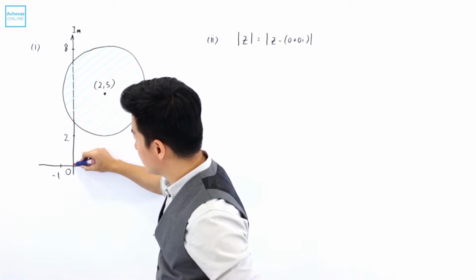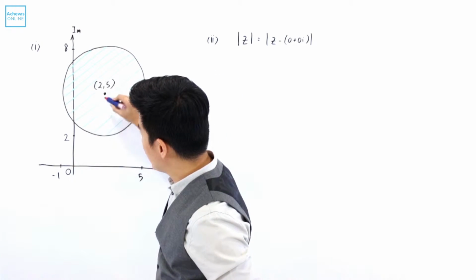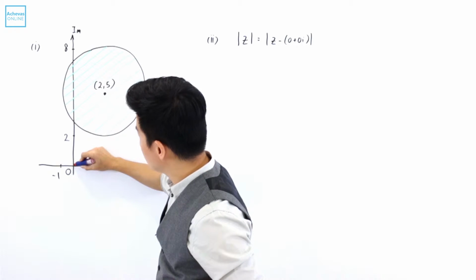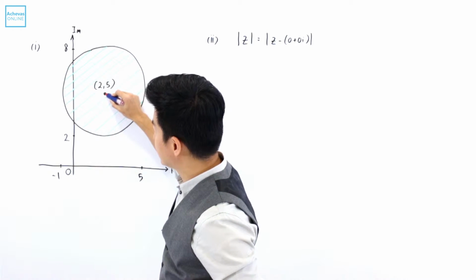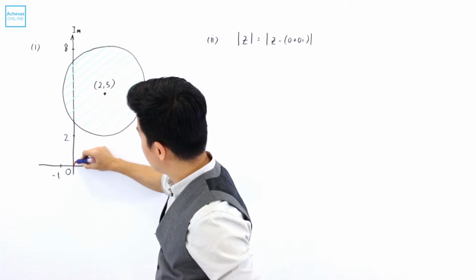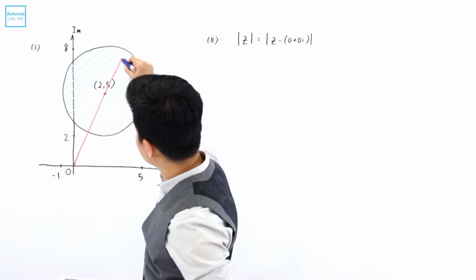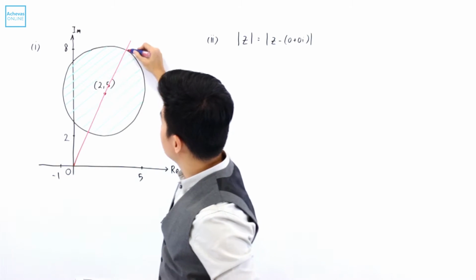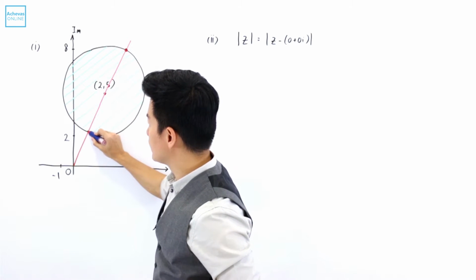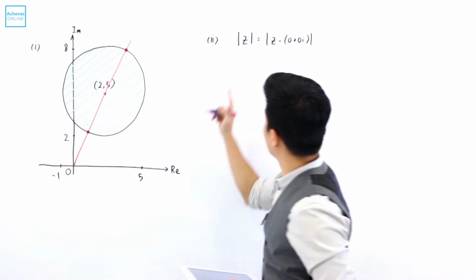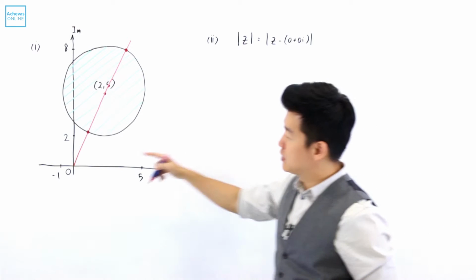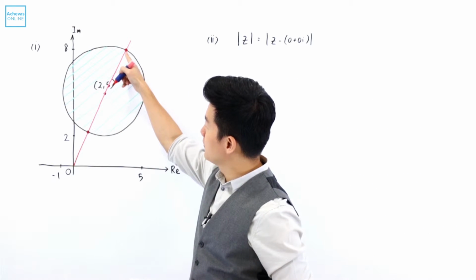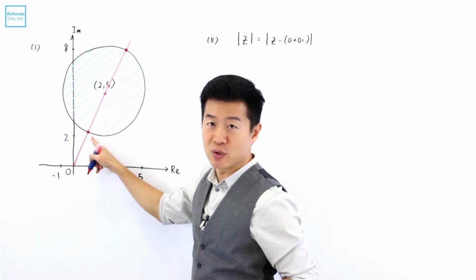That is going to be a point that lies on a line that starts from the origin, and it should pass through the center of this circle. That line is going to be something like this. And for this line, these are the two points that are going to give me the maximum and minimum of modulus of z. The maximum is, of course, from here to here. The minimum will be from here to here.